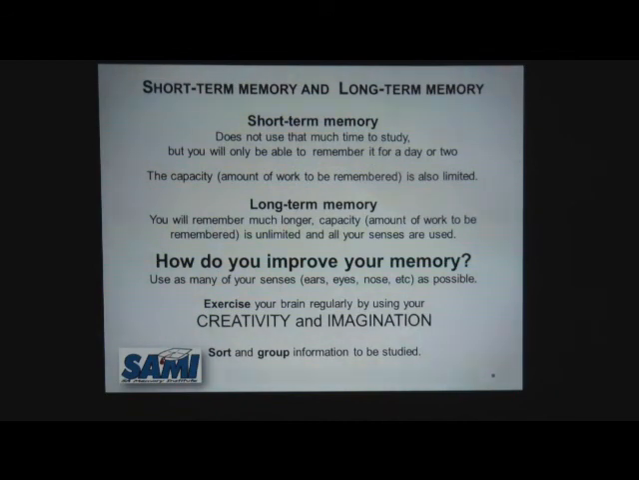Your capacity, the amount of work to be remembered, is unlimited, and all your senses are used. So the question is asked, how do you improve your memory? Use as many of your senses as possible. Exercise your brain regularly by using your creativity and your imagination. Sort and group information to be studied.